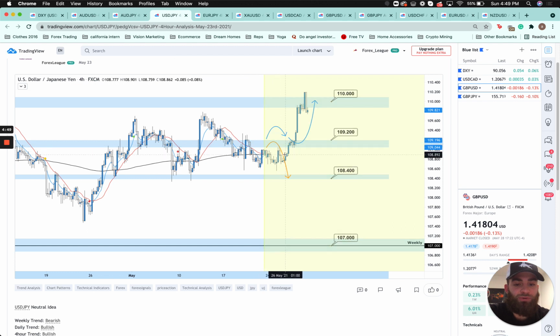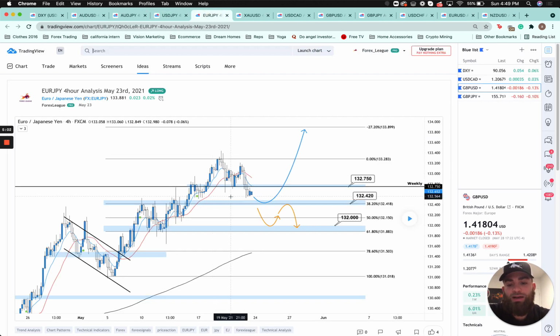We should have been looking for shorts here. If price did go against us, once this resistance level did flip, that's when we should have been buying. Check out this week's analysis on this one, because we'll see where it is heading for the week ahead. Let's go to Euro JPY next.